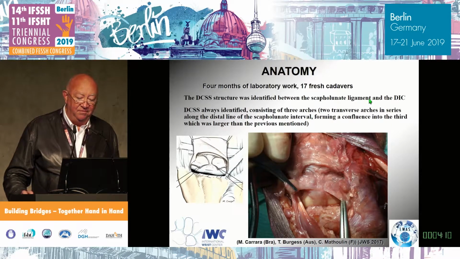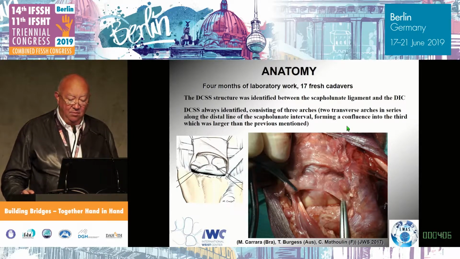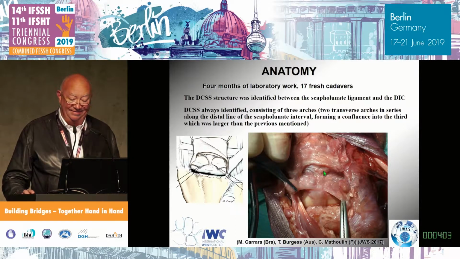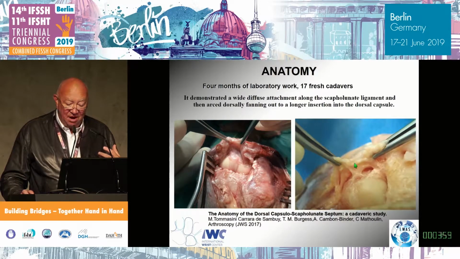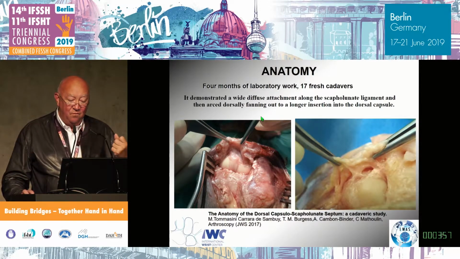We performed 4 months of laboratory work on 17 fresh cadavers, and we demonstrated that the DCSS exists in all cases, and it was 3 arches attached from the dorsal capsule to the dorsal scapholunate.